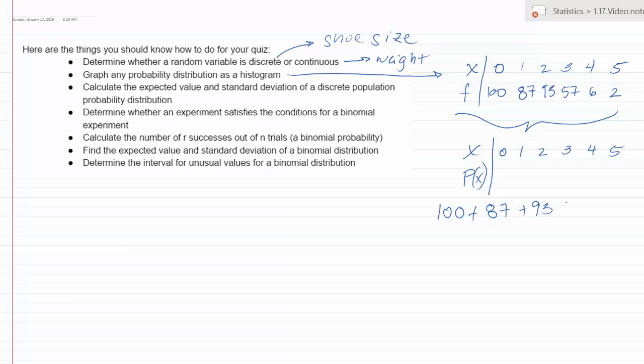So you would have to add up all the numbers, 100 plus 87 plus 93 plus 57 plus 6 plus 2, to get the total number of people who took the test. To then get the p of x values, the probabilities, you would have to do each frequency divided by that total number. Then, if you wanted to graph it into a histogram, you would set up your axes. Your x values would be on the horizontal, and your p of x values would be vertical.